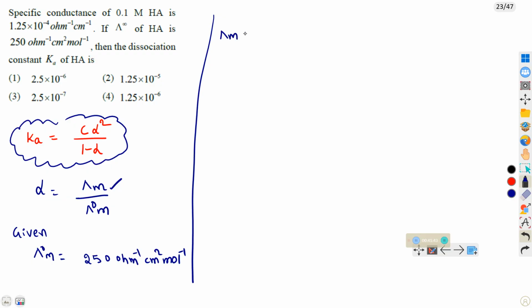Cap m is equal to K into 1000 by molarity. K value is given as 1.25 into 10 power minus 4, into 1000 by molarity. Molarity value is 0.1. Simplify, you will get 1.25 cap m value. Based on this, calculate alpha value.